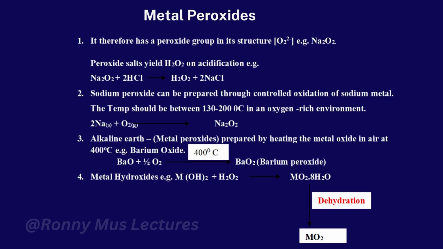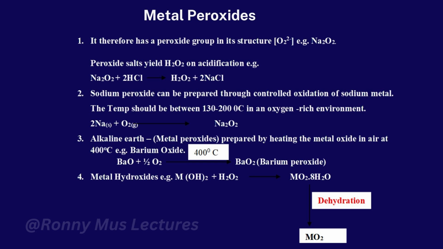And for the alkaline earth metals, their peroxides can be prepared by heating the metal oxide in air. For example, if you want to prepare barium peroxide, you use barium oxide and you heat it in the presence of oxygen at 400 degrees Celsius, and that gives you barium peroxide.